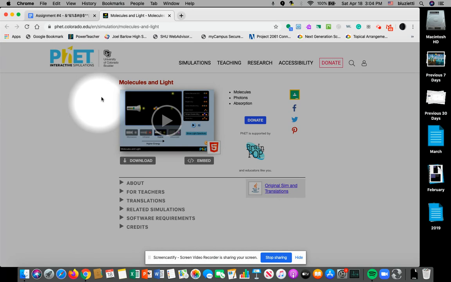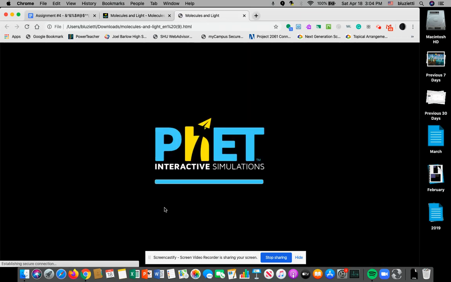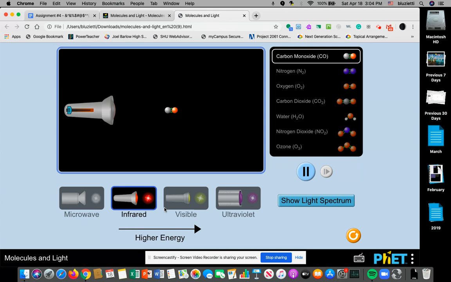I'm using this one today called Molecules and Light. And it's one that allows us to delve more deeply into the concept of energy and matter and how those two things interact with one another. When you get to this page, you're going to have to go ahead and download it. You can do that in one of two ways. You can just click the play button here, or you can click the download button. That's my choice. And that will bring us to this screen here.